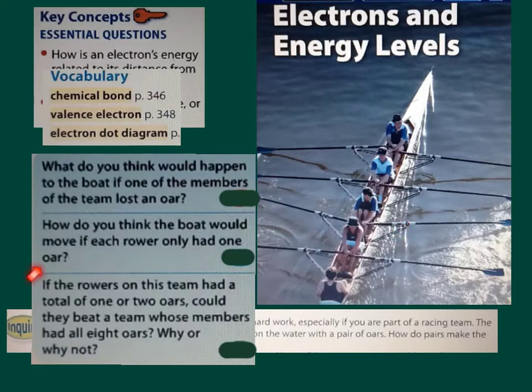Okay, question two. How do you think the boat would move if each rower only had one oar? Okay, so now we're taking away one oar from each one of these four rowers. How do you think the boat would react? And question number three. If the rowers on this team had a total of one or two oars, could they beat a team whose members had all 8 oars? Why or why not? Okay, so you're answering one of these three questions in your science journal. You're writing the question and the answer, please, and we'll be talking about it in class.